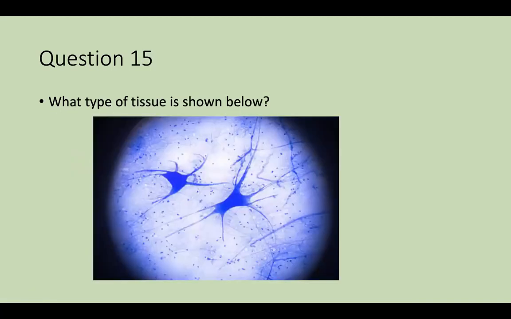Okay. And then the last question I have: what type of tissue is shown below? Hopefully this is a really easy one. This is nervous tissue. With nervous tissue, whenever you see these weird long arms coming off the main part of a cell, that's a neuron, and those are only found in nervous tissue. So you have these main neurons and then these tiny little cells dotting the matrix around them. So that's going to be nerve tissue. Just look for the neuron. It's a very distinctive shape.